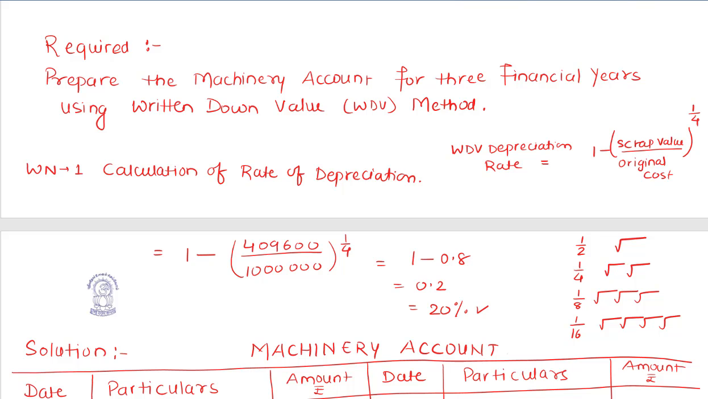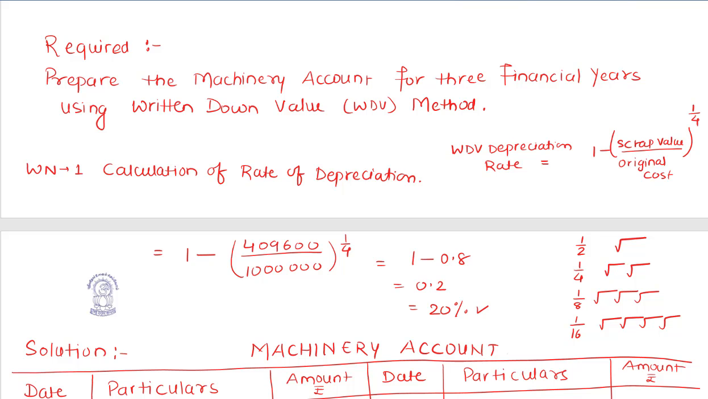4,09,600 divided by 10 lakhs equals whatever we got on our calculator. Now press under root 2 times. You get the figure 0.8 on your calculator. So 1 minus 0.8 is 0.2, that is 20%.